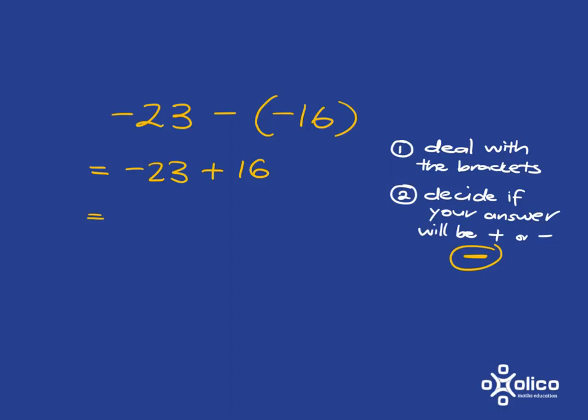And we've done this kind of one plenty of times. We know that this is going to be the same as 16 subtract 23. It's a difference where the answer is negative. What's the difference between 23 and 16? Well, 7 is the answer. So our total answer here is negative 7.